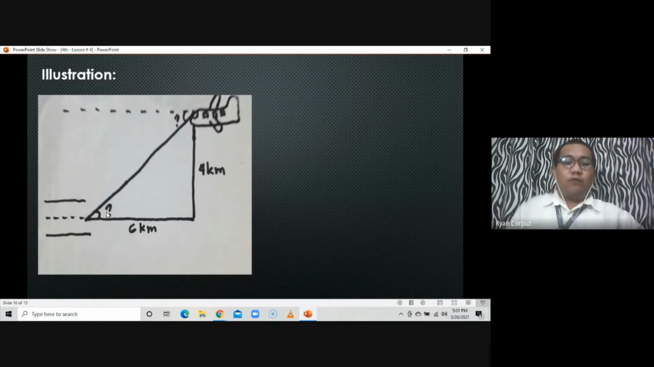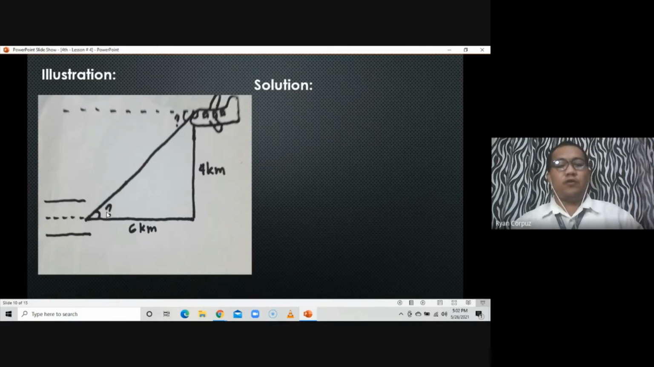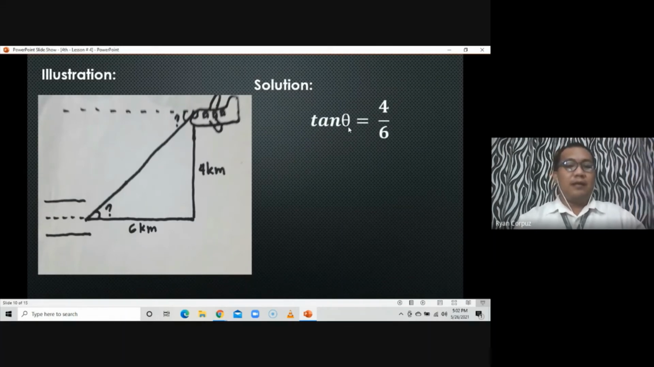That's why we are going to form our equation with the use of the trigonometric ratio that we found we need to use in order for us to solve the problem, which is the trigonometric ratio for tangent. So we'll come up with tangent theta. Ito yon, that stands for this question mark since we still don't know yet the measure of this angle. So tangent theta is equal to 4 over 6. Ganyan ang form natin ng equation.